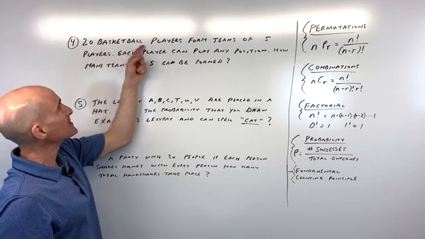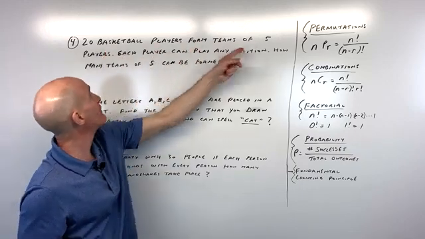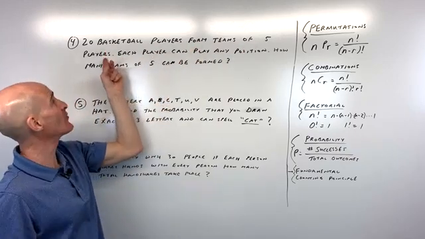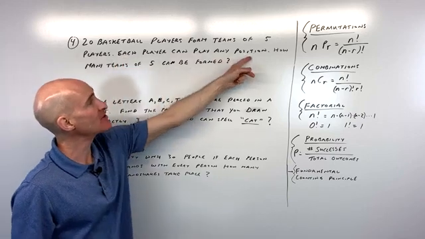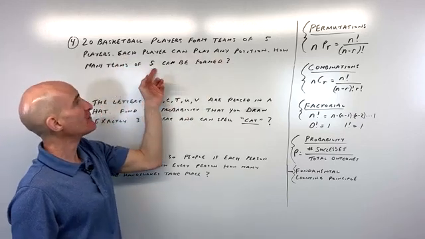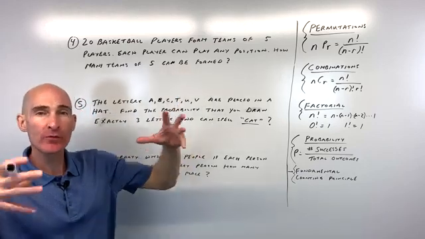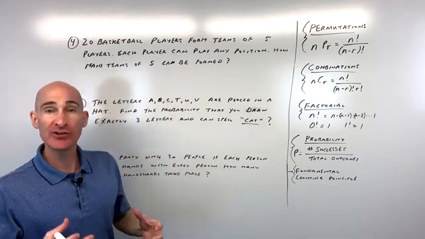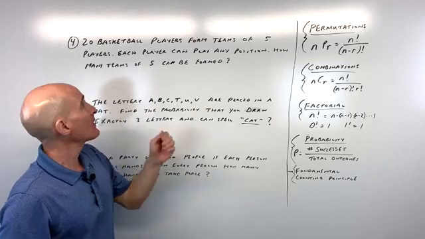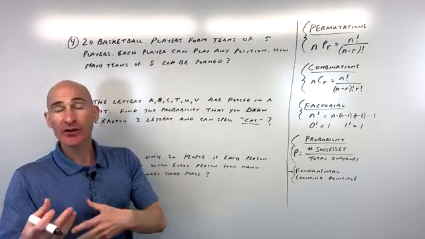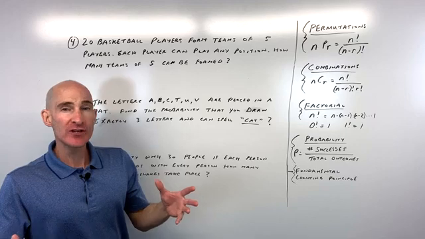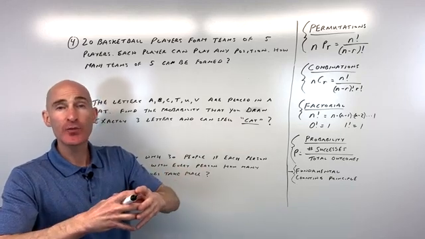We've got 20 basketball players forming teams of 5 players in each team, right? Each player can play any position. How many teams of 5 can be formed? So what do you think for this one? When you form these teams of 5 people, does the order matter? Well, in this case, because every player can play every other position, the order doesn't really matter. We're just looking at that particular group of 5 people.